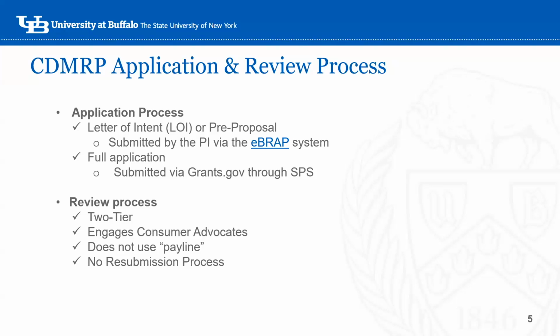Now I want to talk a little bit, I have 4 points to talk about, the review process, because it is a little bit different, it is unique. So CDMRP uses a 2-tier review system that incorporates a traditional review with a programmatic review. This 2-tier review process balances funding for projects with the highest scientific merit with those most likely to meet the programmatic goals described in each funding opportunity.